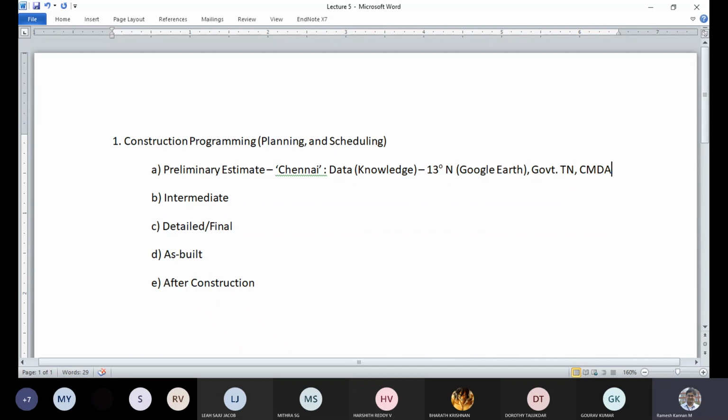So this is a preliminary estimate. Given a project in a particular location, first you understand about the location, and then you do a basic Google search or get reference from the experts in that particular field who have done projects in that location or something like that. So that's all preliminary estimate.